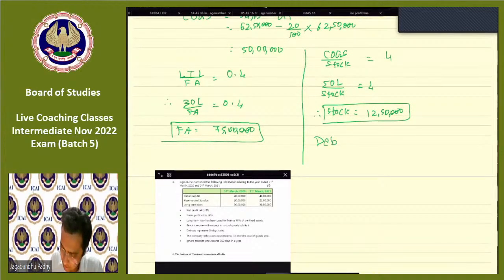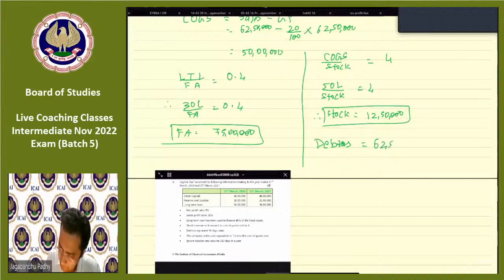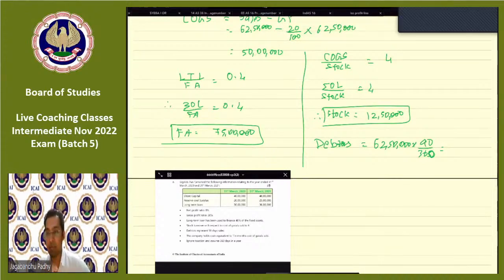Then debtors represent 90 days of sales. We have sales figure as 62 lakh 50,000. This is a full year sale. So whatever debtors you have, that is 90 days of sale, and the question says you have to take 360 days in a year. 62 lakh 50,000 into 90 by 360 should be 15 lakh 62,500, which is the debtors amount.